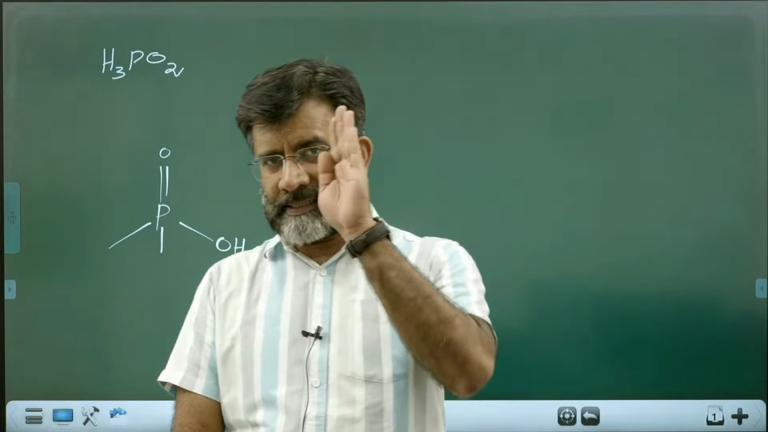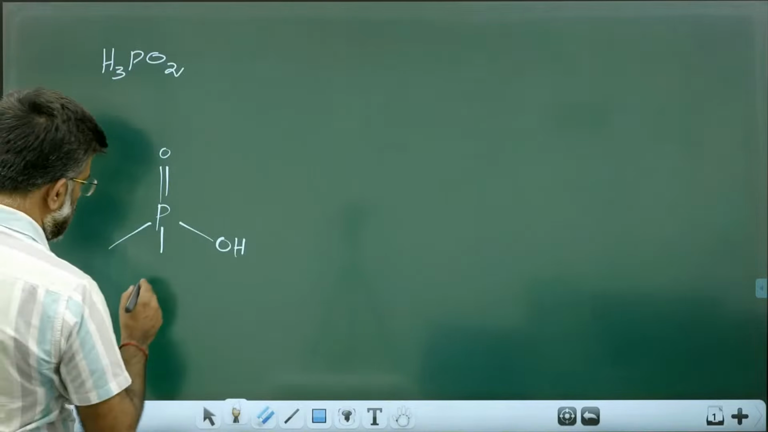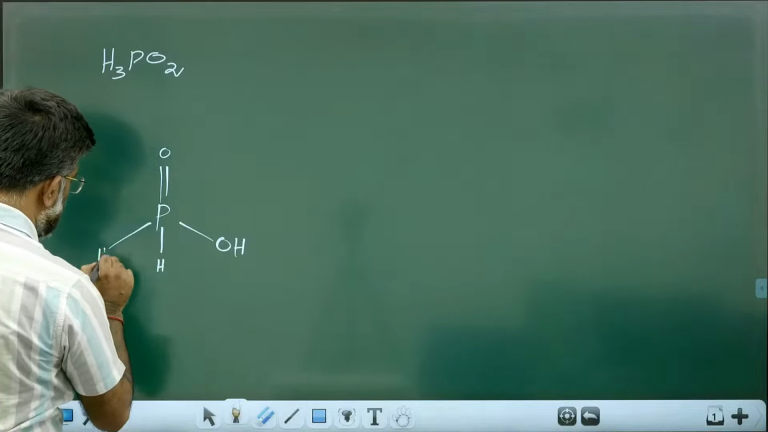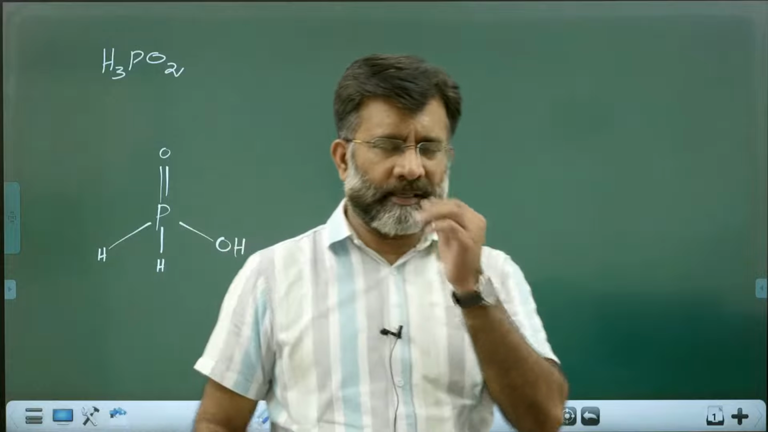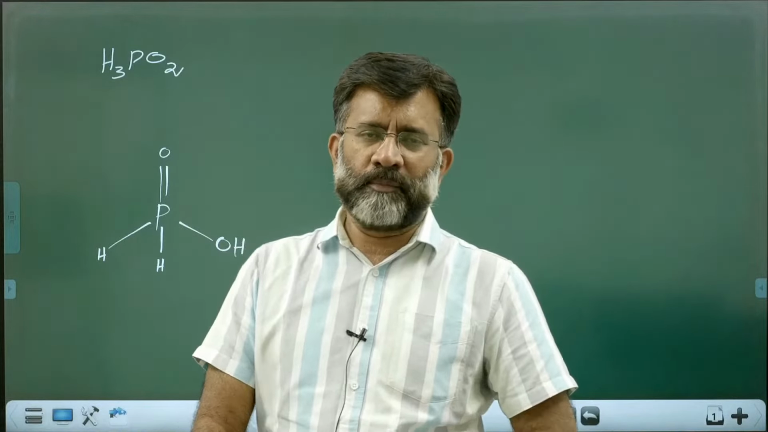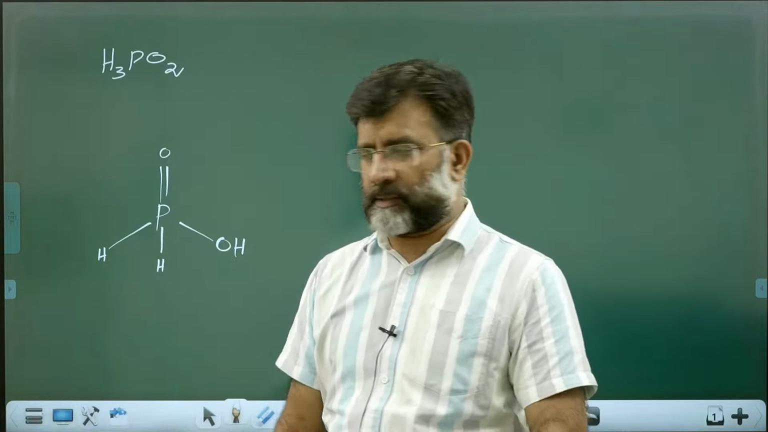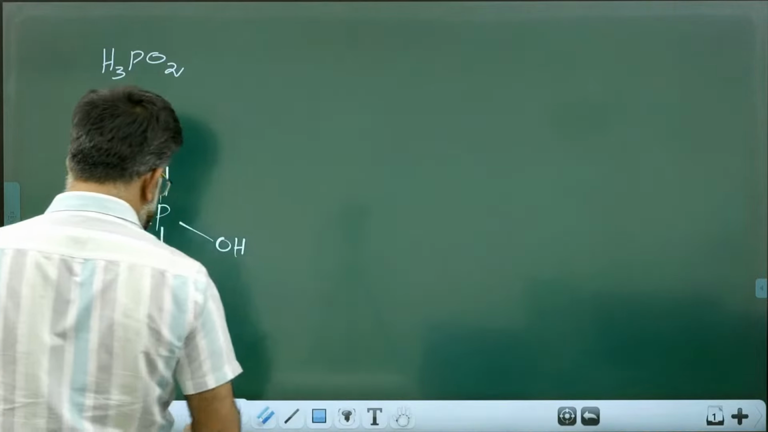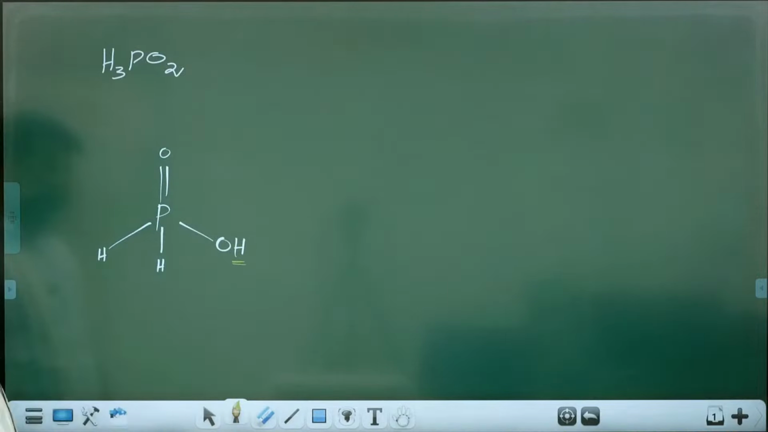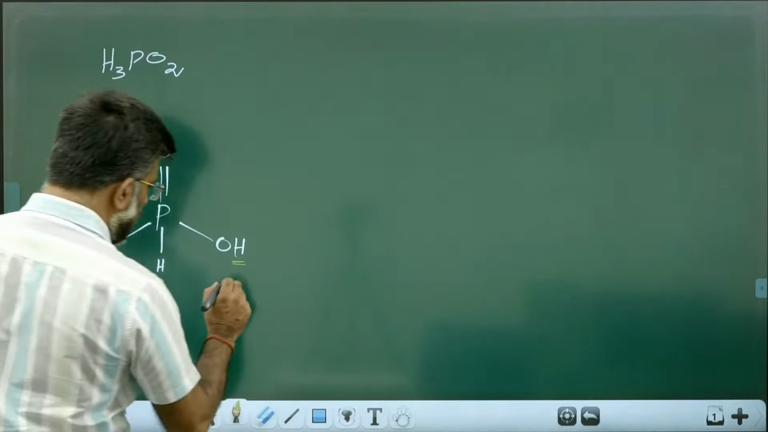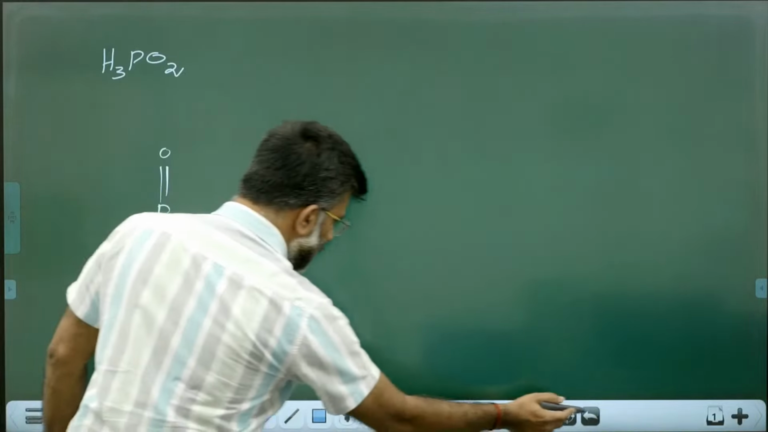The rest you can do according to the formula. You see that in H3PO2, after 2 oxygens, 2 more hydrogens are available. So it will be 2 hydrogens like this. This is the structure of H3PO2, that is hypophosphorus acid, popularly known as phosphinic acid. And very well you can understand, it is a monobasic acid. This is the one and only hydrogen which can ionize. That is the one acidic hydrogen.